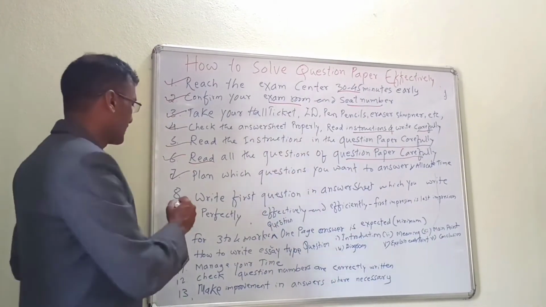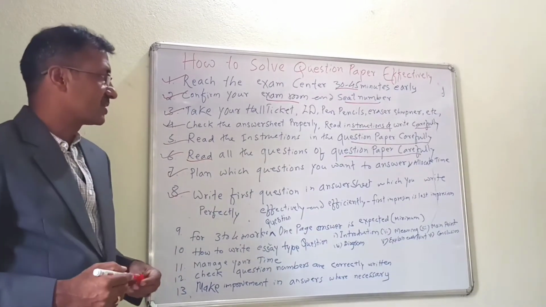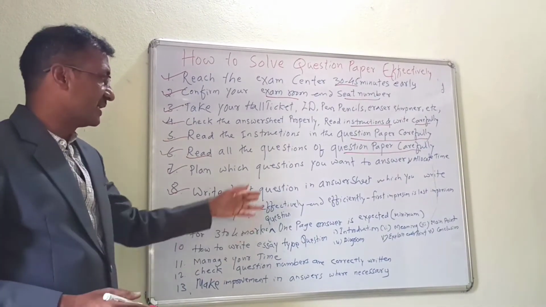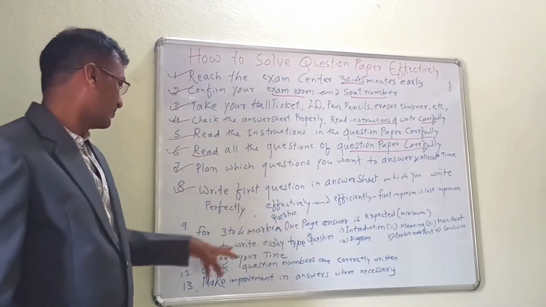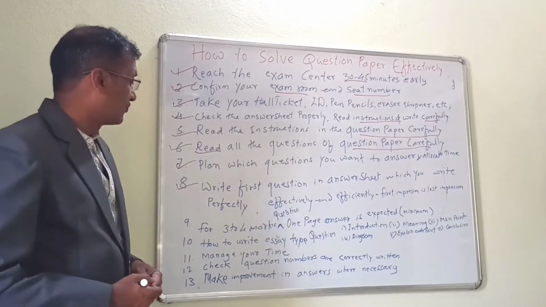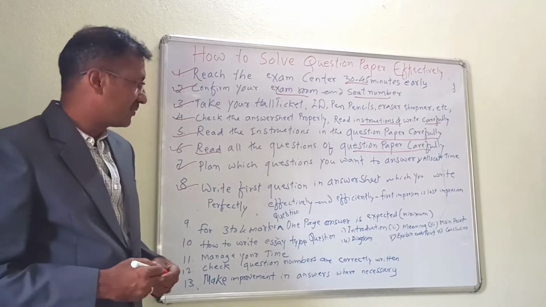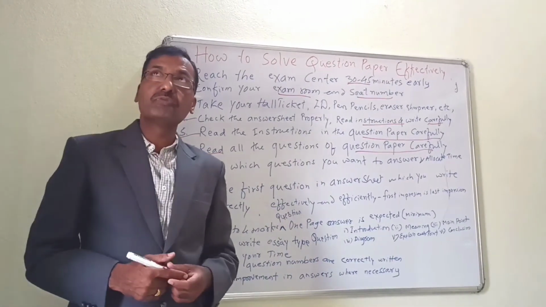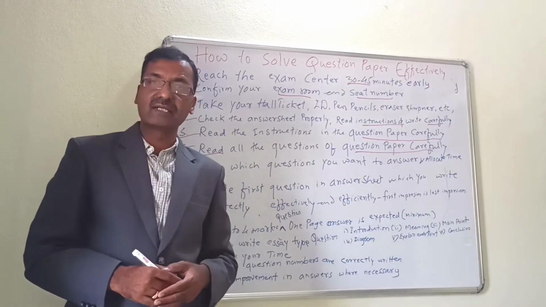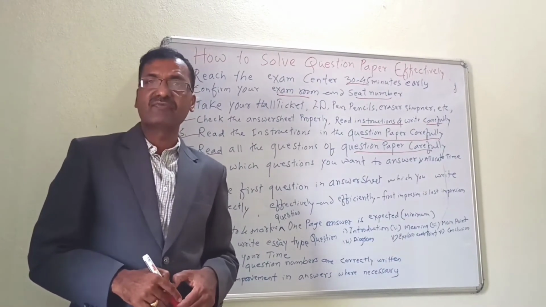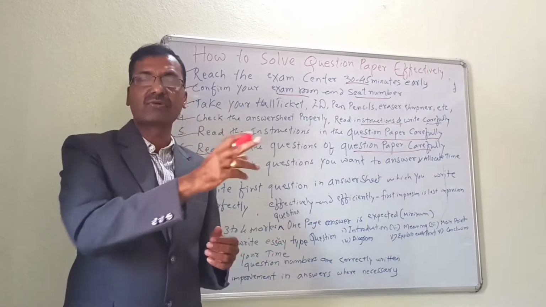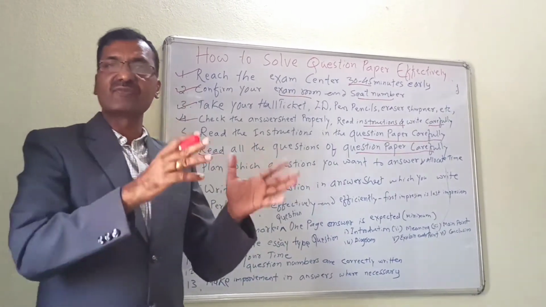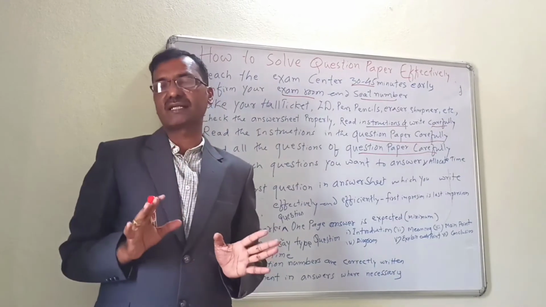Next one is to write the answer which you know perfectly, effectively and efficiently. So the first impression is last impression. Ninth one is, for a 4 marks question, a 1 page answer is expected. So minimum how much you want to write as an answer. If there are objective type questions, the question does not arise, you have to write the exact answer. If it is fill in the blank, you have to write the exact answer.